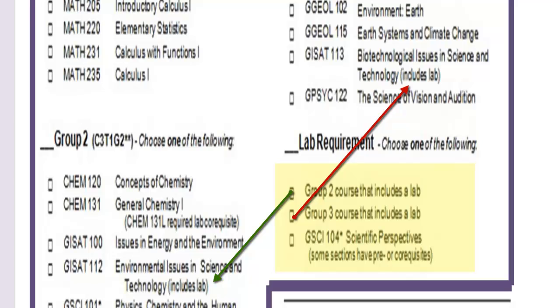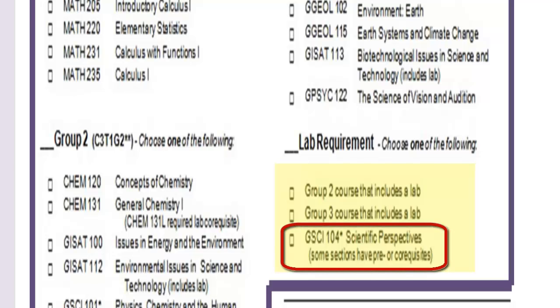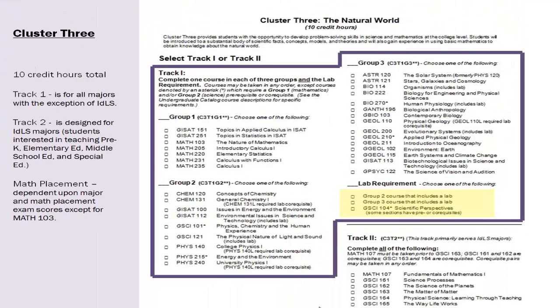You will notice classes that also fulfill the lab requirement are designated to include a lab or have a lab as a prerequisite. If you do not take a course in Group 2 or Group 3 that includes a lab, then you can take GSci 104 to fulfill your lab requirement. Many of the science courses are only available to specific science majors. This information is also outlined in the enrollment worksheet in Module 3.